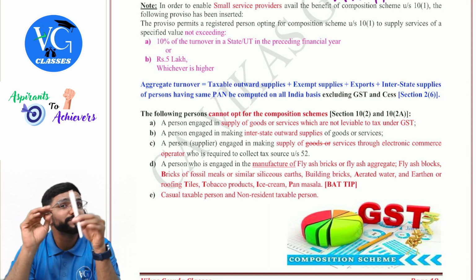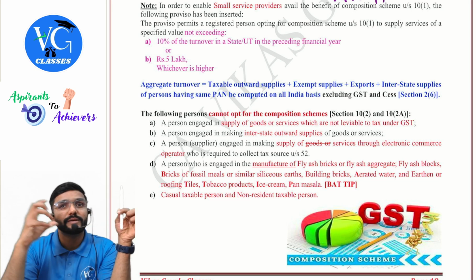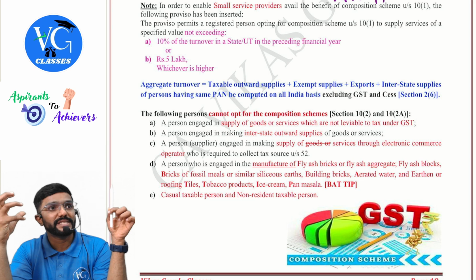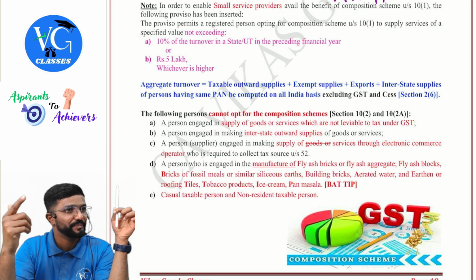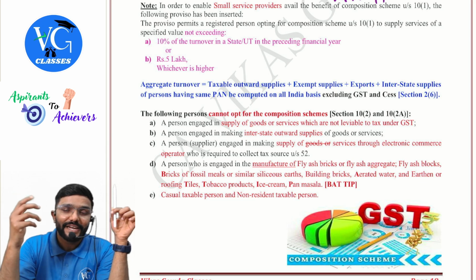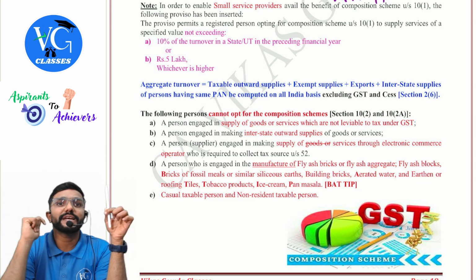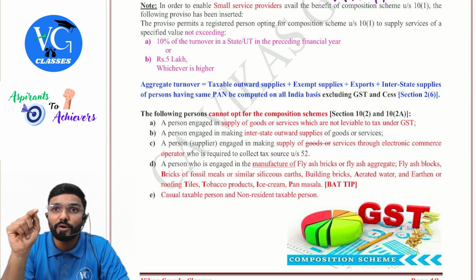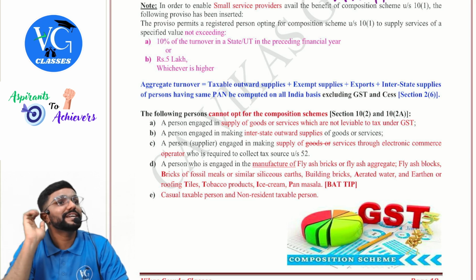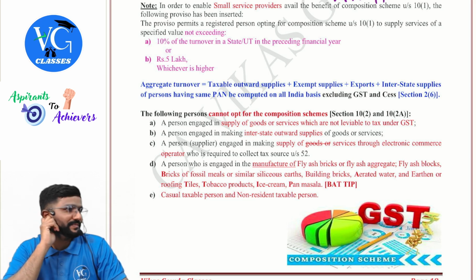Next, sir, I am supplying pen along with crops which are exempt under GST. Can I follow composition scheme? Yes. Crop is covered under GST but exempt. So that means, can I follow composition scheme? Yes, I can follow composition scheme. Clear? If it is exempt, I can follow. But if it is not at all covered under GST, I cannot.